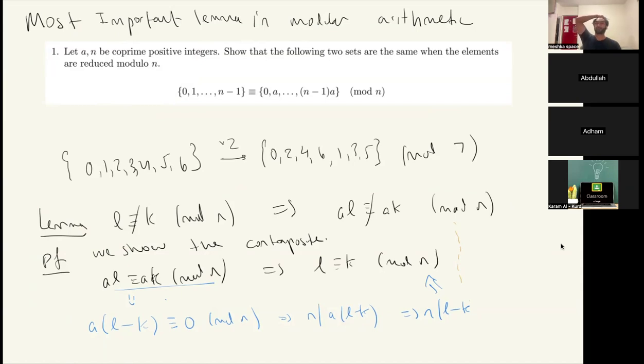It means that every element in the set is unique. In this set, everyone is unique, and the options are 0 to n minus 1. So it's like Abdullah says, it's clear: these are all different. There are n of them because it has the same size as this, and there are only n options. So each one happens exactly once, right? Does the argument make sense? It's a counting argument.